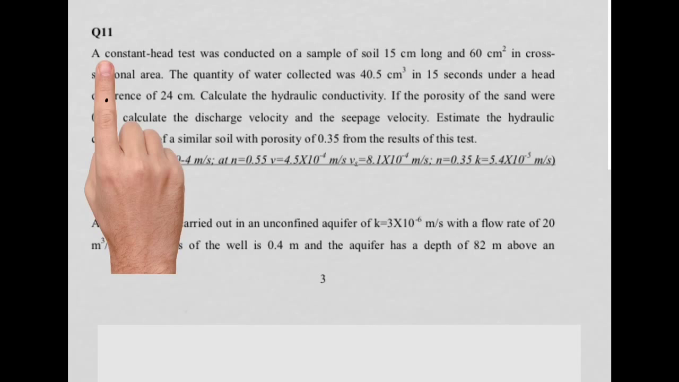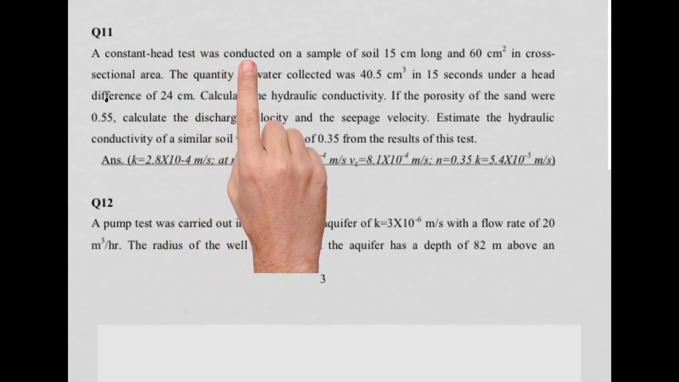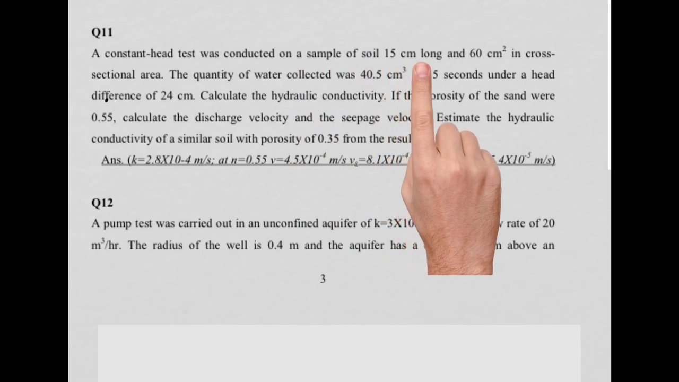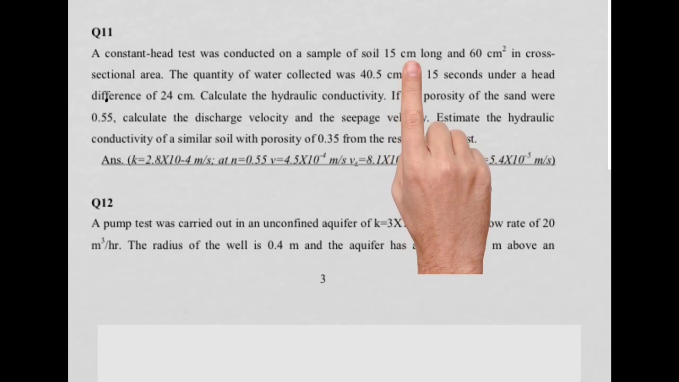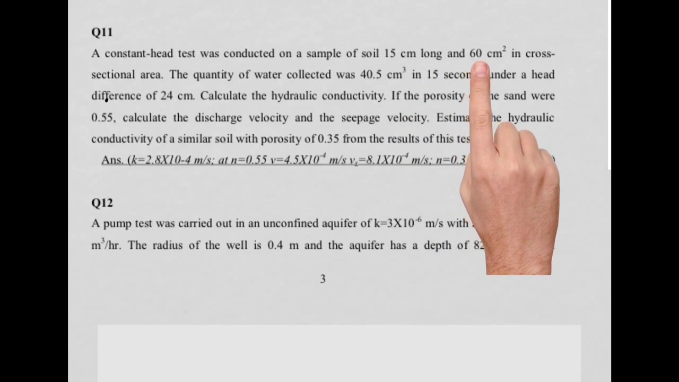Question number 11. A constant head test was conducted on a sample of soil 15 centimeter long, so this is the dimension of the sample. And what about the cross-section area? It is 60 square centimeter.